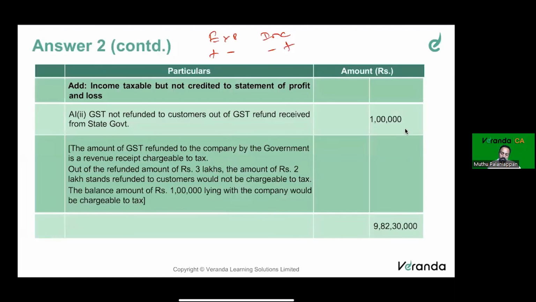So this is the 4th thing. We already did this, right? So this we have done. Now we are getting into this. Add income taxable but not credited to the statement of profit and loss account. The first one we said is section 41, which is a deemed income. Whatever is not actually paid back to the customer, though it is in the balance sheet, has to be considered as an income. However, it can be allowed as an expenditure in the year in which it is actually paid. So that is what we discussed.